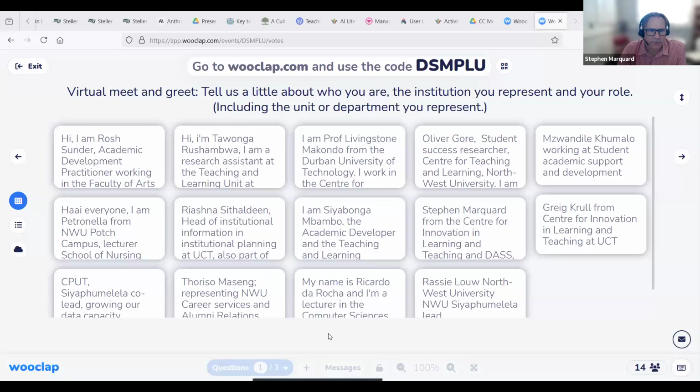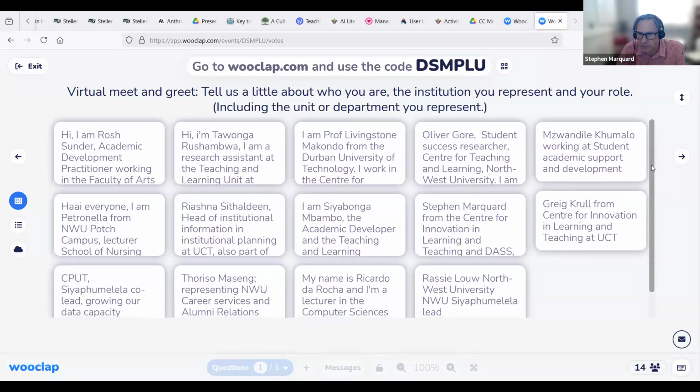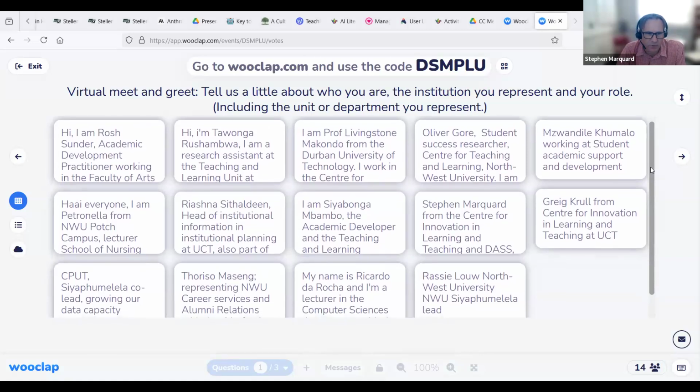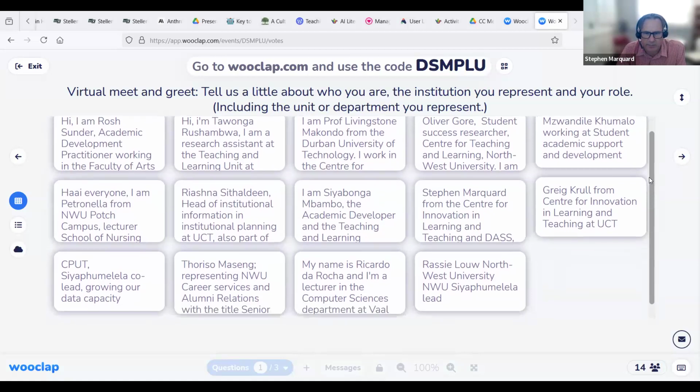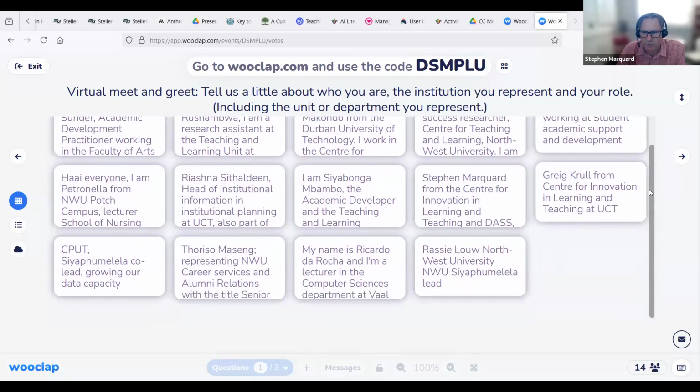So we've got quite a few people who've introduced themselves. Rosh, an academic development practitioner, Tuwanga, Prof. Makondo, student success researcher. Oh, that's Oliver. Swandile, academic student support. So some people directly involved in teaching, some people in academic support and development, some people in Sipomalela lead roles.